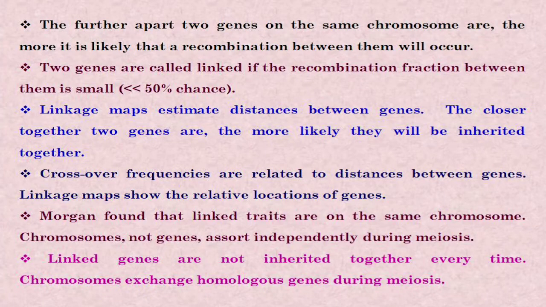Morgan found that linked traits are on the same chromosome. So chromosomes, not genes, assort independently during meiosis. Assort means they group. So linked genes are not inherited together every time.